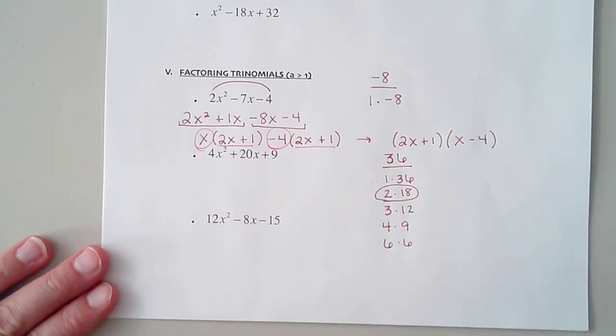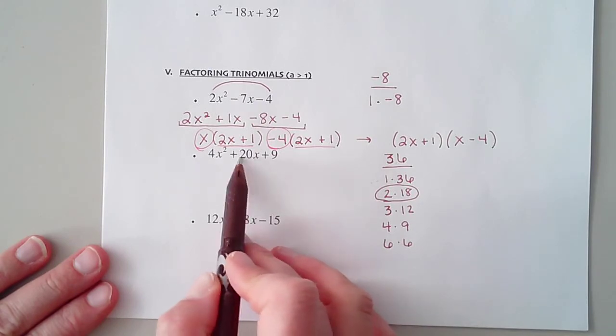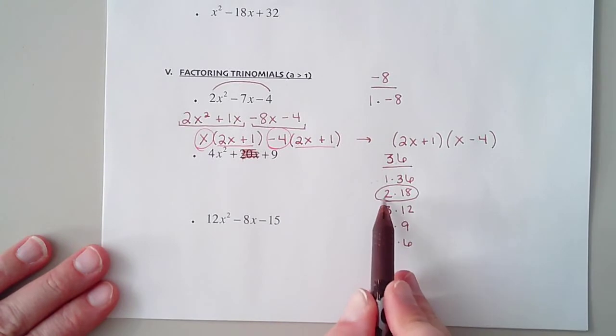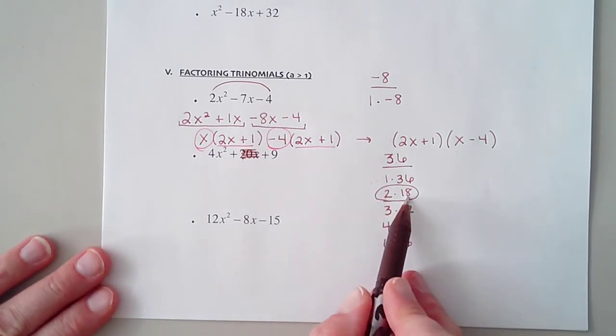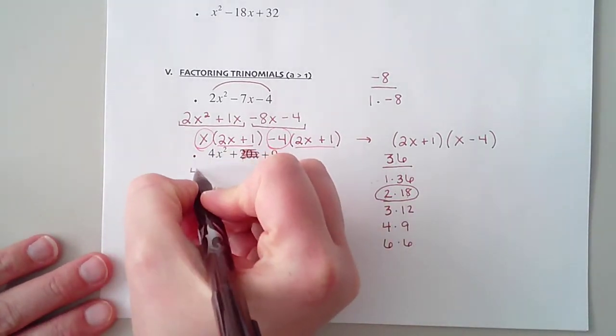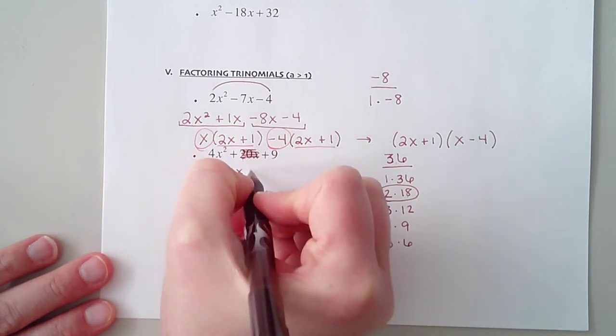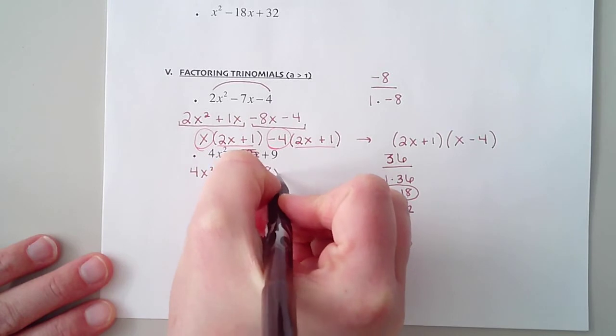Okay. So now what I'm doing is I'm going to take that 20x out. I'm replacing this 20x with a 2x and an 18x. I'm breaking it into these two pieces. So 4x squared plus 2x plus 18x plus 9.